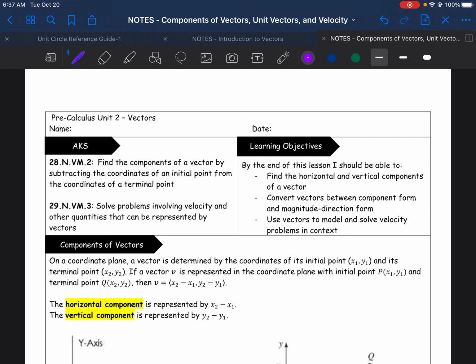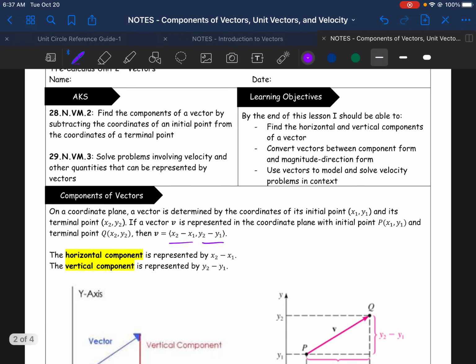In the previous video, we saw that vectors were directed line segments that have both magnitude and direction. Today, we're going to talk about the components of vectors, the horizontal component and the vertical component. So if a vector v is represented in the coordinate plane with initial point P, (x1, y1), and terminal point Q, (x2, y2), then it turns out that the vector is equal to (x2 minus x1, y2 minus y1). What this is essentially saying is that we are taking the terminal point, x2 and y2, and from it subtracting the initial point, x1, y1, to give us the vector.